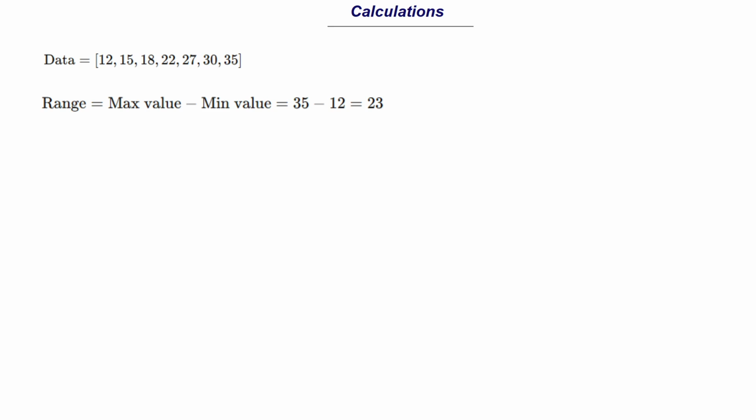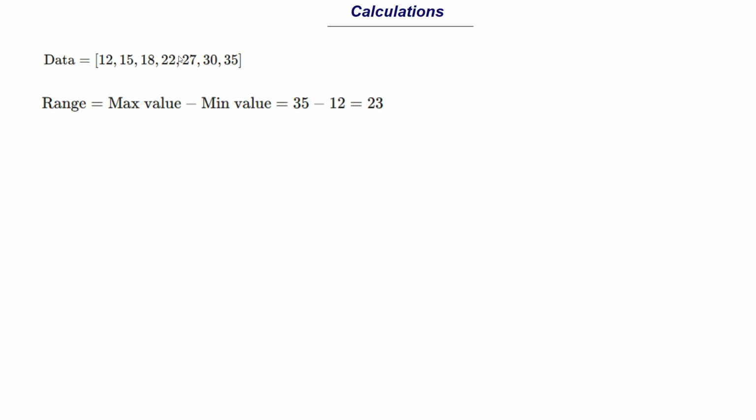So let's try to understand this with some calculations. Let's take some sample data sets, put these formulas to use, and calculate these values. Let's say we have the values 12, 15, 18, 22, 27, 30, and 35. So here we have 7 values, and we are going to calculate the range, variance, and standard deviation. So range is simple, right?